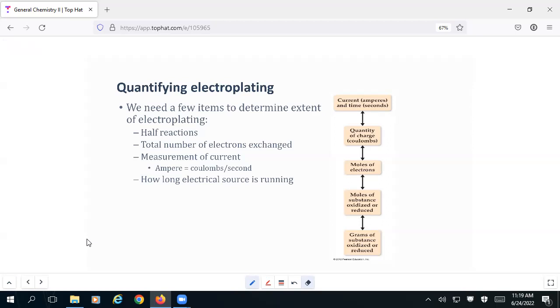To do this, we need to know something about the half reaction. So we need to have a quantity to look at, in particular, a mole-to-mole ratio. We need to know how many electrons are being exchanged. So that would be our value of n. We need to know the measurement of current. And if we don't know the measurement of current, then we at least need to know how long the thing is going to run so that we can figure out what current to run it at.